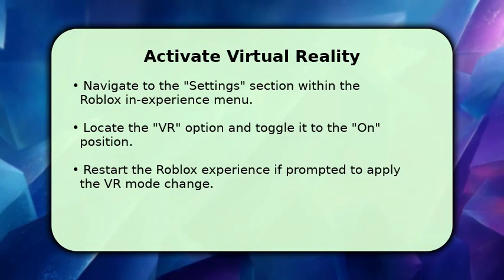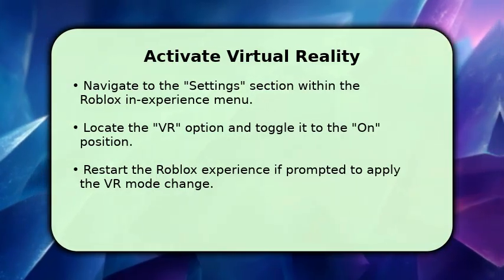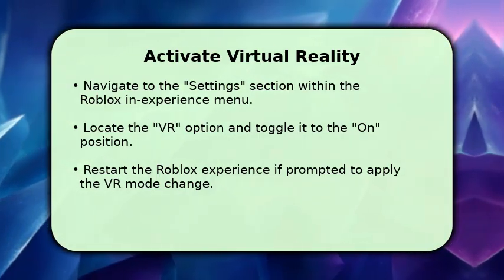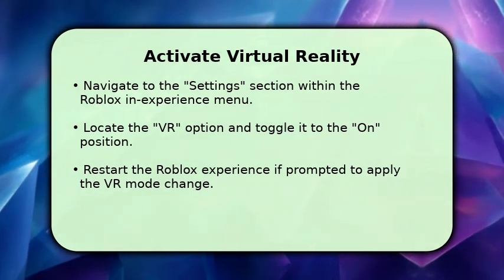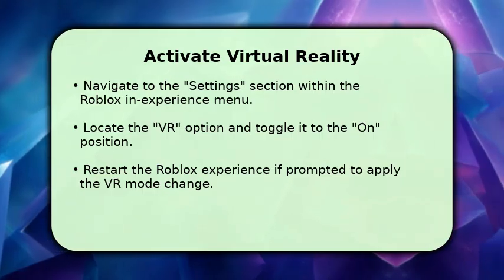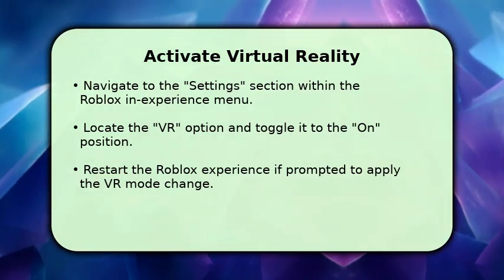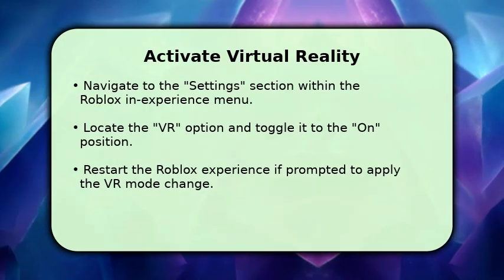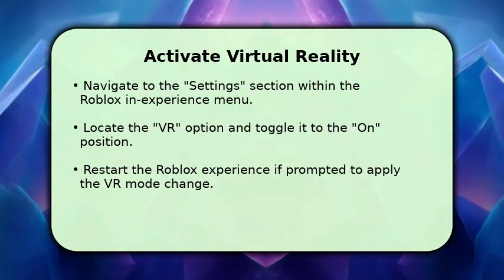To activate virtual reality, go into the Settings section of the Roblox Experience menu. Look for the dedicated VR option, which should be clearly visible. Toggle this setting to the On position. If Roblox prompts you to restart the experience to apply this change, please do so. This step is essential for the game to properly initialize in virtual reality mode with your Valve Index.